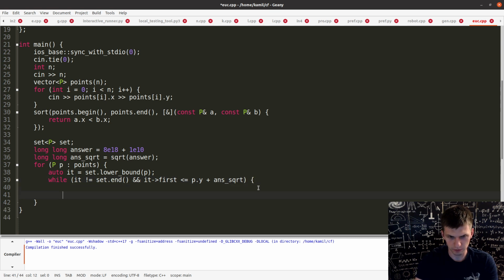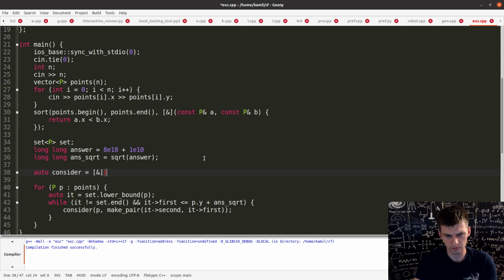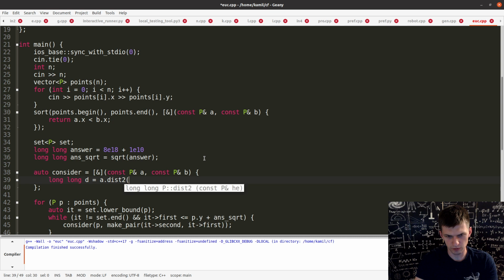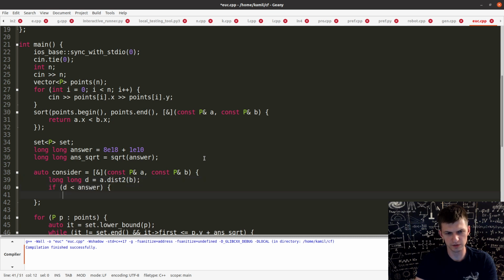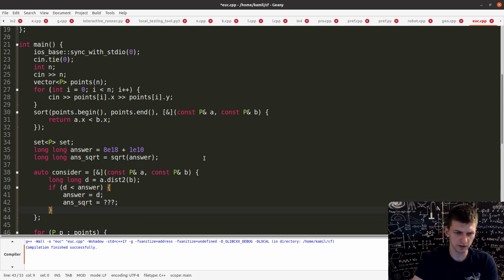Okay, well, this we want to consider such a pair. So consider P with the inverse of iterator, second and first, because this is y and x coordinate. Let's get a distance squared of b. If d is smaller than answer, then override, and answer square root is equal to something.